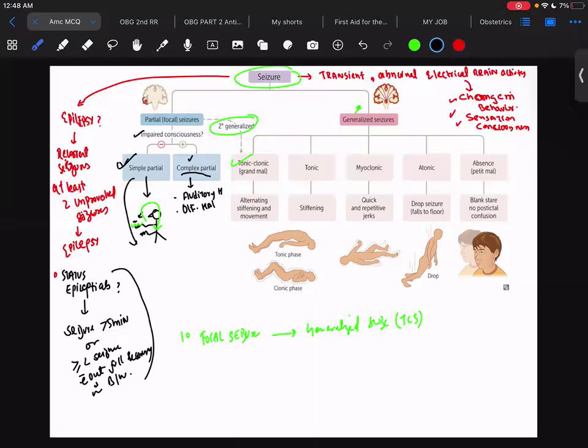Where do we see the Jacksonian march? It can be seen in the simple partial seizure. Then we have post-ictal confusion, which is seen in complex partial seizure.